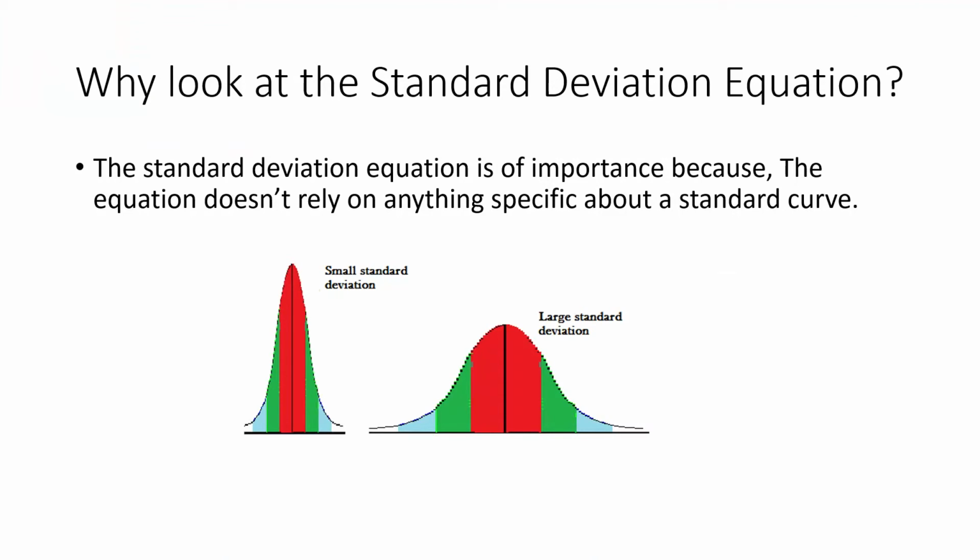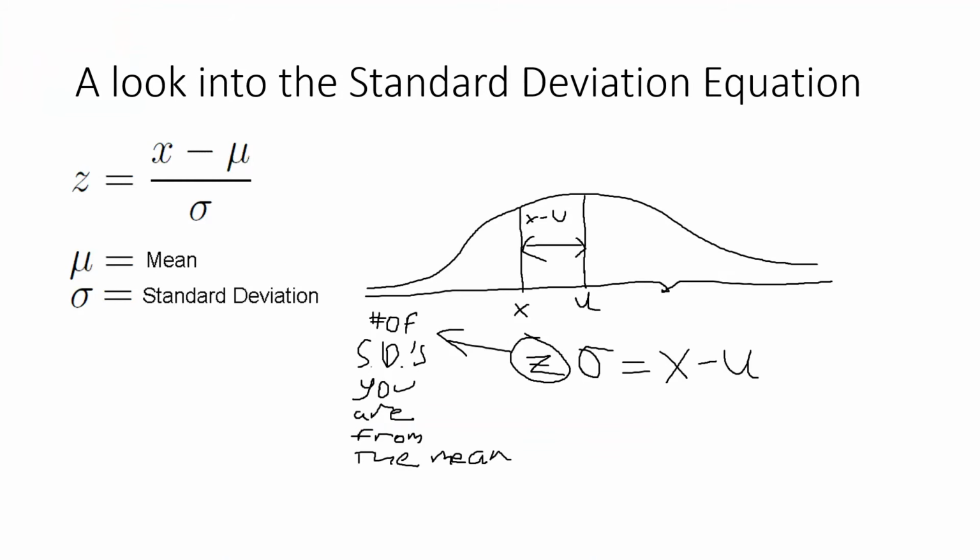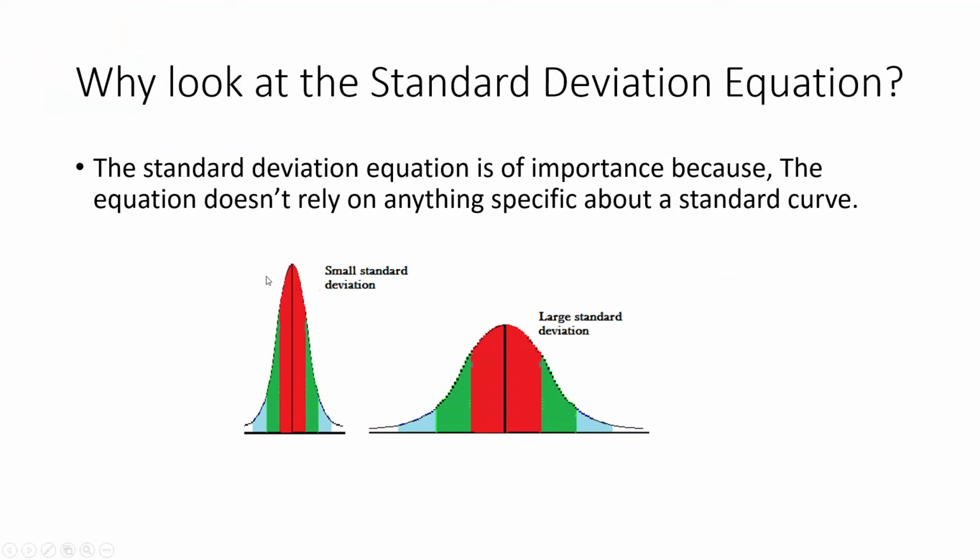Now, why look at this equation? The most interesting fact that I thought of when looking at this set of equations is that nothing in these equations is specific to one standard curve. So for the calculation of a z-score, it doesn't really matter what the standard deviation is. You'll still have the same area underneath the curve up to a certain standard deviation.